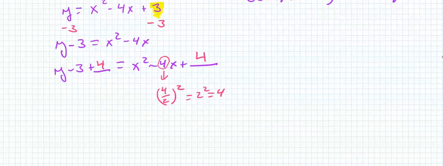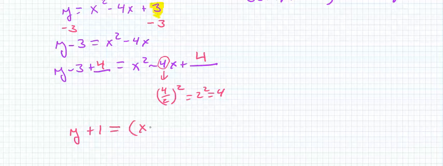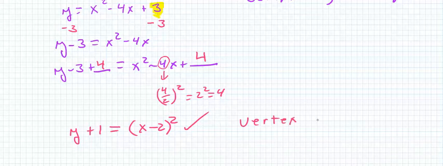Now this is where it's different. We're almost done. We end up with y plus 1 equals, and now we factor this side, x minus 2 quantity squared. And we're done. Our vertex is the ordered pair 2, negative 1.